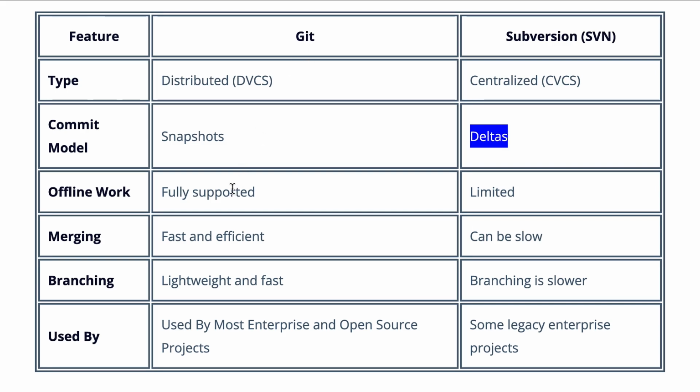Git fully supports offline work. However, in the case of Subversion, it's limited. Merging in the case of Git is fast and efficient. However, with Subversion, it can be slow. Branching is also lightweight and fast with Git. However, in Subversion, branching is slow. Git today is used by most enterprise and open source projects. And Subversion, the usage has gone down drastically and it's used by a few legacy enterprise projects only today.